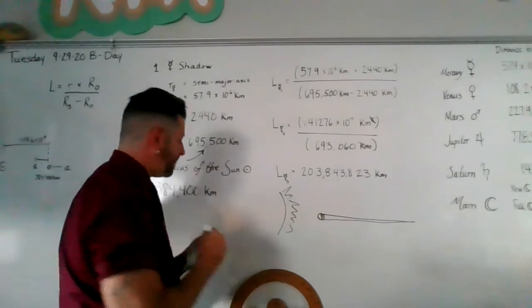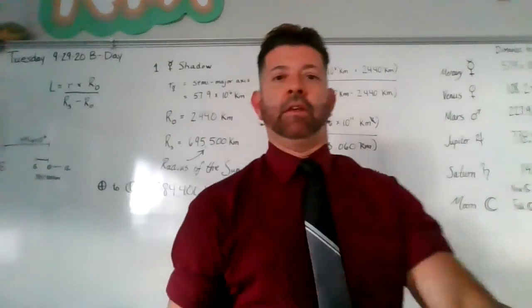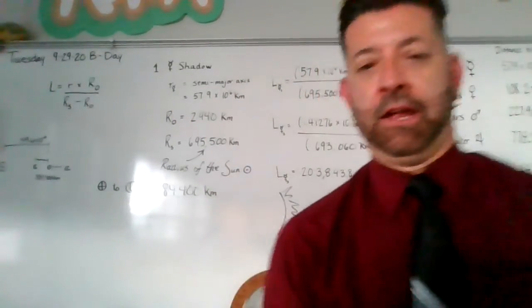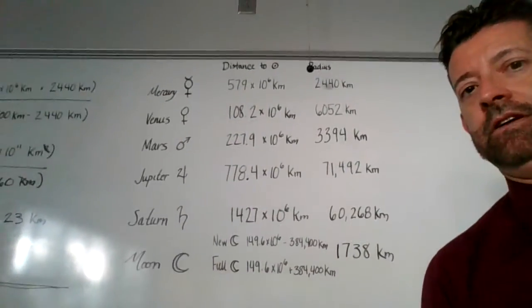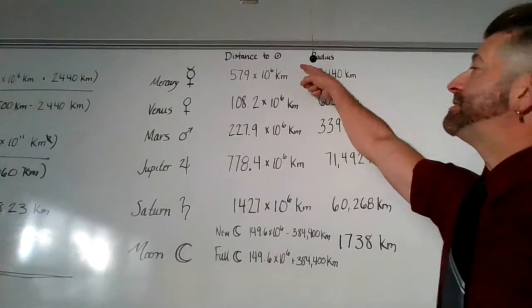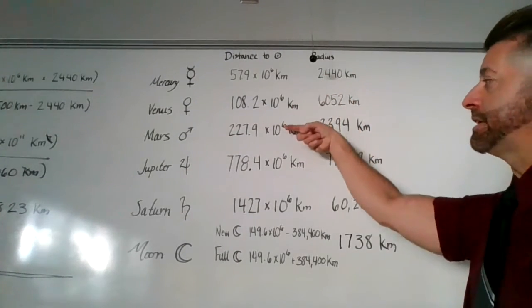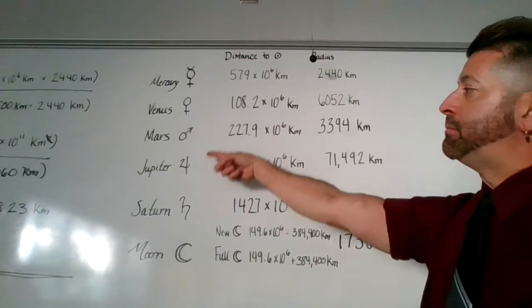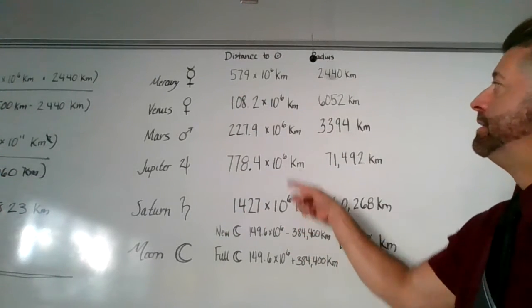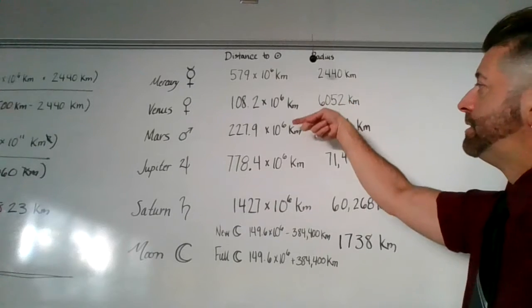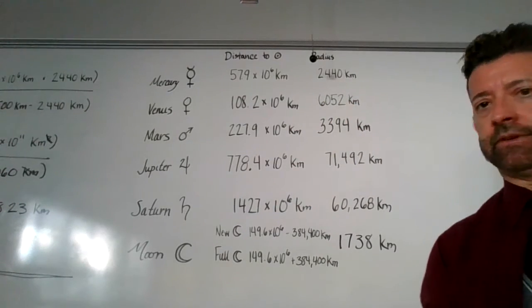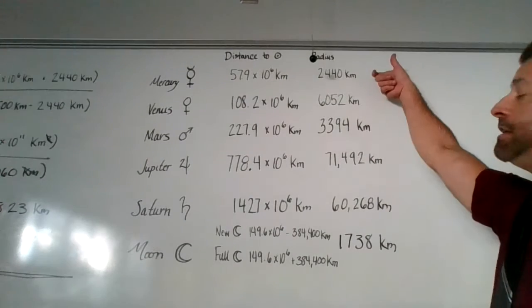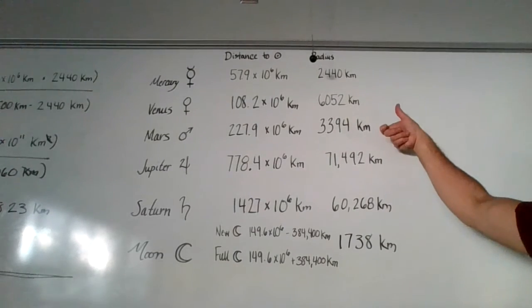So cool. So here are the numbers I want you to use. That's right. Come with me. Here's the distance for each of the planets that you're going to calculate: Mercury, Venus, Mars, Jupiter, and Saturn from the sun. Notice they're all in millions of kilometers. That's how we prefer to measure things. That's the unit we like to use for distances in the solar system. And then here's the radius for each of those planets.